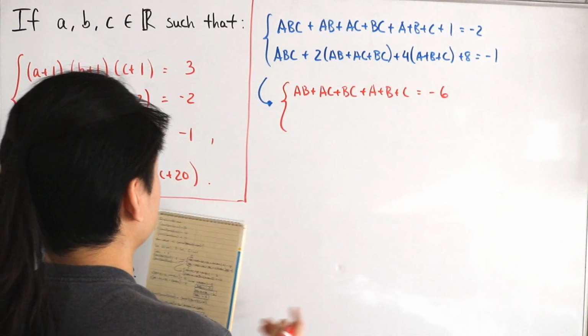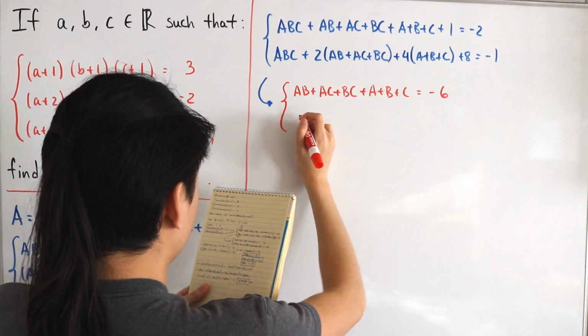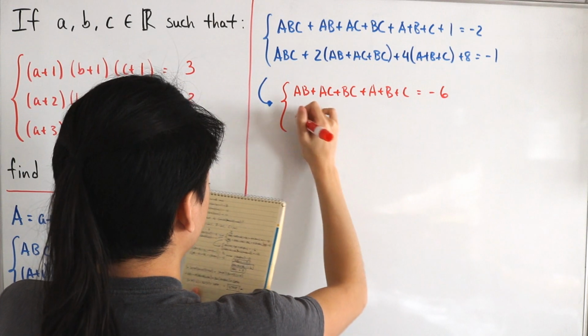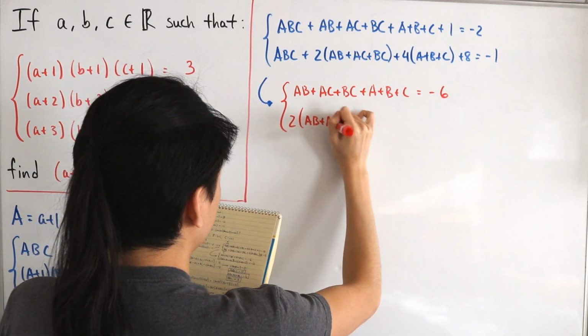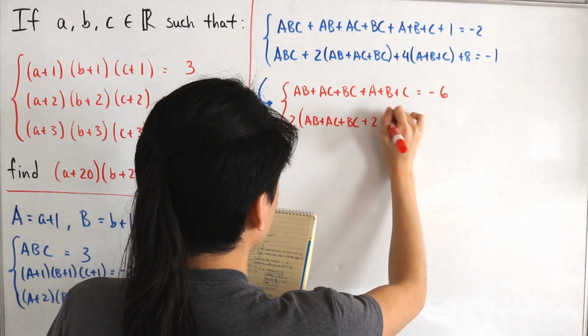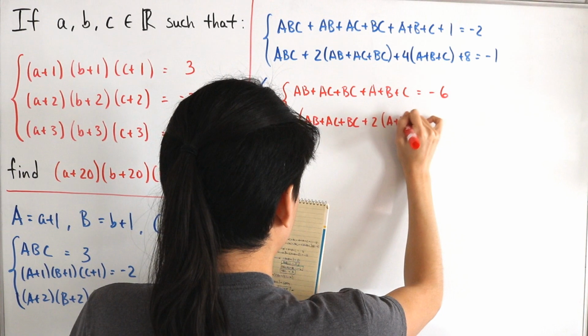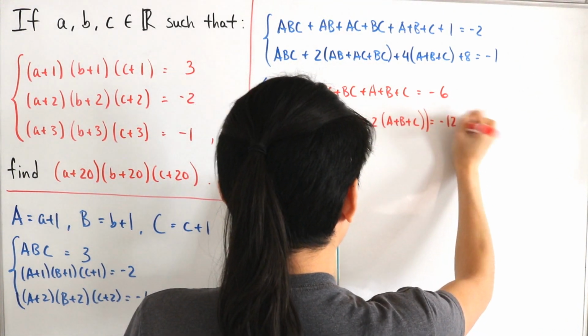So that means that'll be set to negative 12. So now I can factor out the 2 from all this, of course. So that means I have 2 times (AB + AC + BC). So factor out that 2. So that means plus 2 times (A + B + C). And that means that's set equal to negative 12.